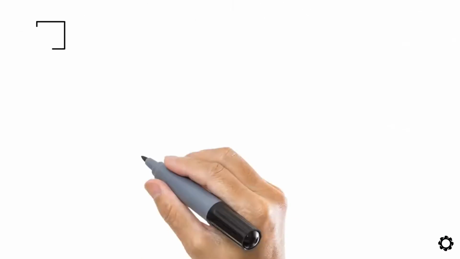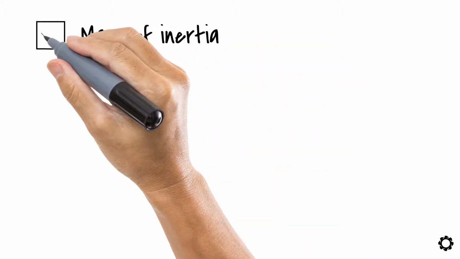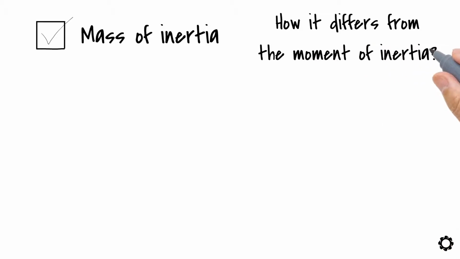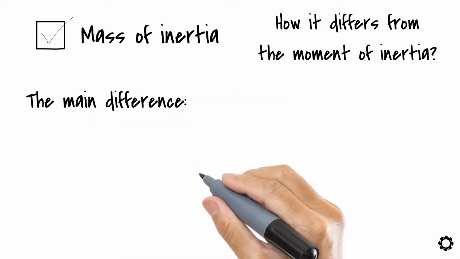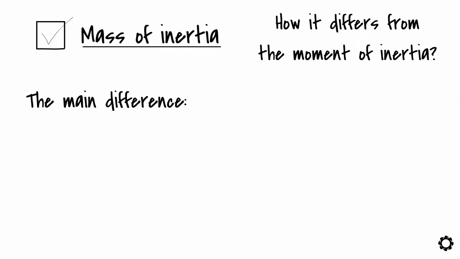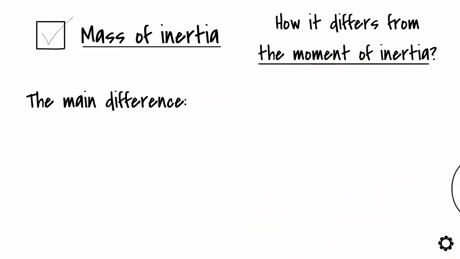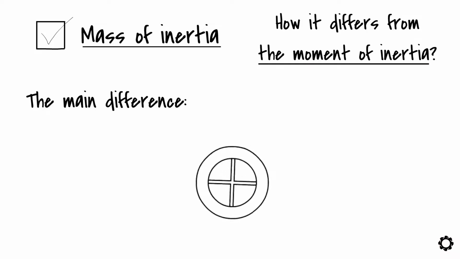Now that you know what mass of inertia is, some of you may be thinking how it differs from the moment of inertia of an object then. Well, the main difference is that where the mass of inertia tries to resist a change in linear motion, the moment of inertia resists any change in rotational motion.